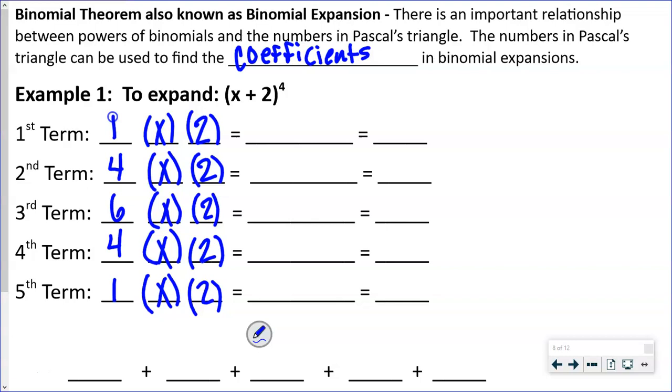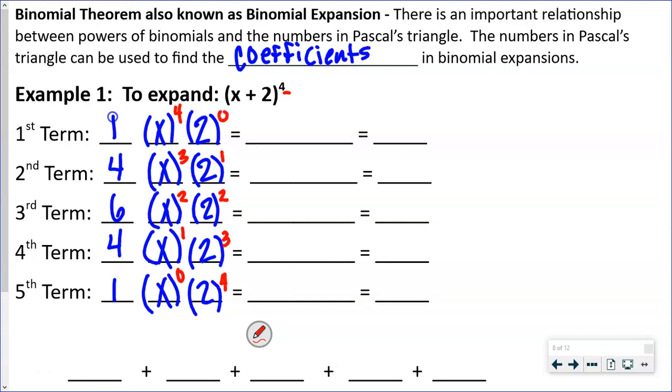So now the next step is we're going to write our powers in descending order. So we're going to write 4. We're going to start with 4 because that's our power up here, and then we're going to go to 3, and then 2, and then 1, and then 0. And then we're going to go up the same way: 4, 3, 2, 1, 0.